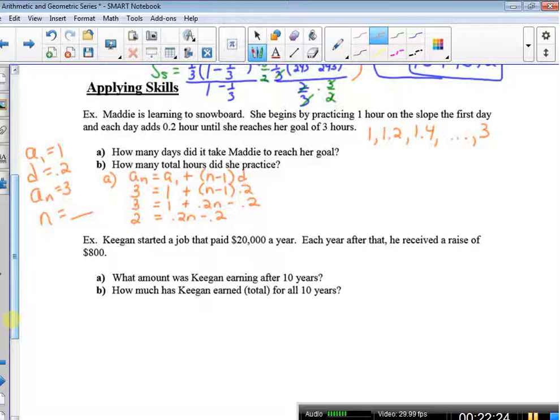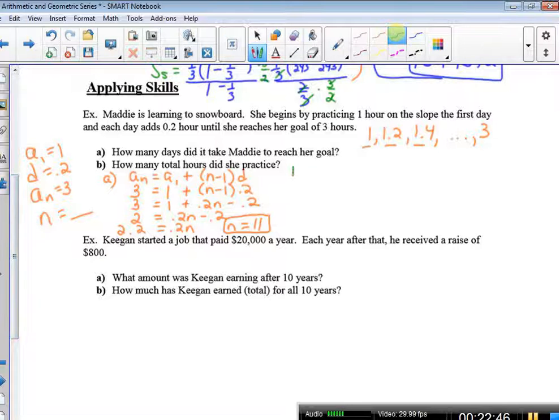And if I add 0.2, I get 2.2 equals 0.2n, and divide both sides by 0.2, and you get n is 11. So if you literally counted 1, 1.2, 1.4, all the way up to 3, going by 0.2s, it would be 11. Okay? So that is part A.